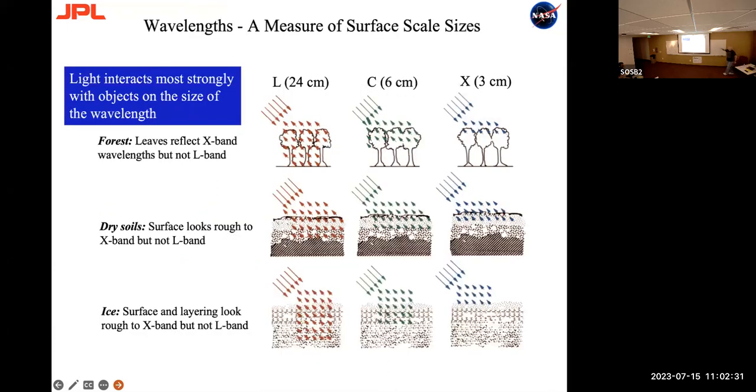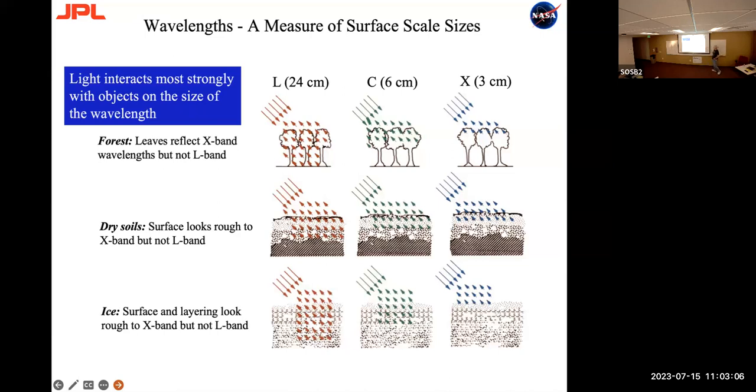Another thing about wavelength is different wavelengths penetrate differently into surfaces. The general rule of thumb, remember this: longer wavelengths tend to penetrate more deeply. Not always, tend to penetrate more deeply. So if you come back and say, Scott said that this is true, I will deny saying that. But what is true is, generally speaking, the longer the wavelength, the more penetration you get into different surfaces. So whether it's a forest, a dry soil, or an ice surface, longer wavelengths will tend to penetrate more deeply into that surface.